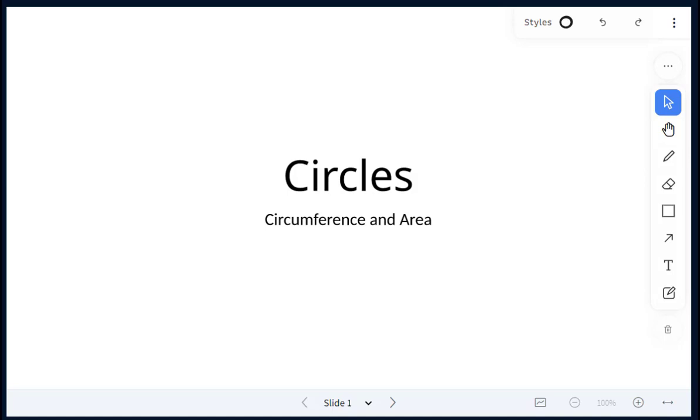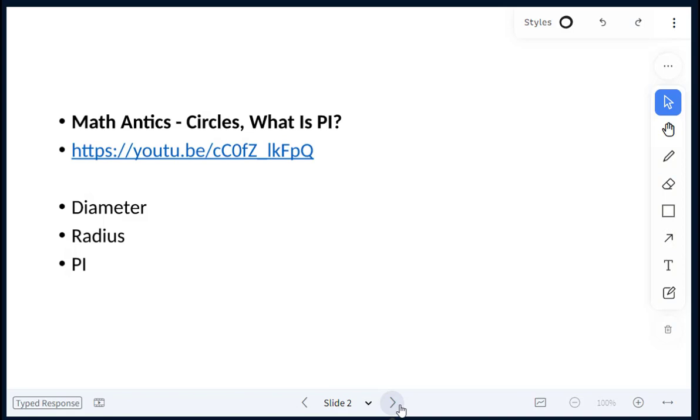Okay, so our class today, we are going to talk about circles. We are going to learn how to calculate the circumference of a circle, which is also its perimeter, and then we'll also look at calculating the area of a circle. All right, so I do have a quick video to show, focusing on these key terms here for circles.